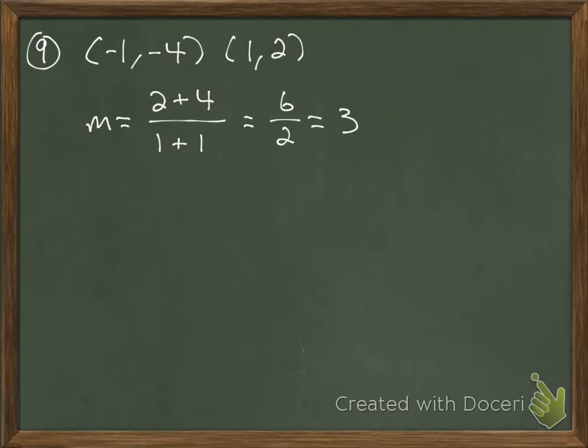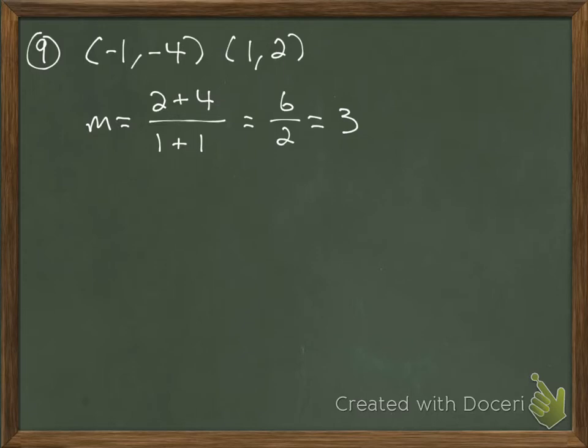Again, if you had counted, if you went from on the graph and you counted from -1, -4 up, you would go up 1, 2, 3, 4, 5, 6, and then you'd be right. 1, 2. You'd be over 2 spots, right? And 6 over 2 gives you 3.